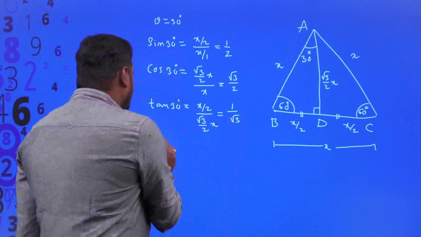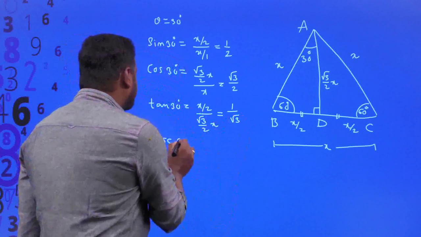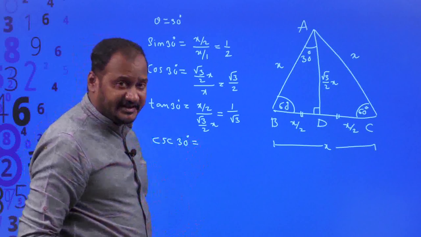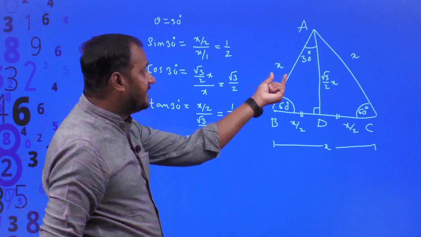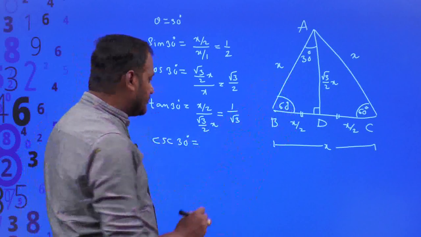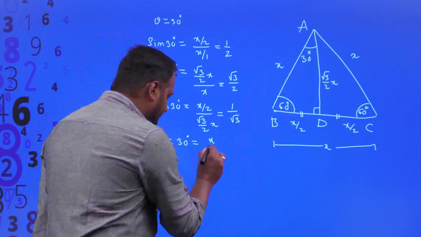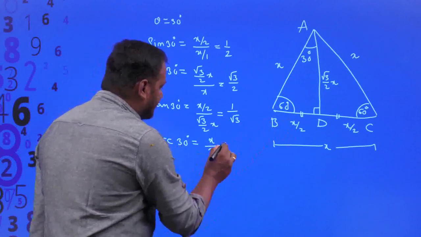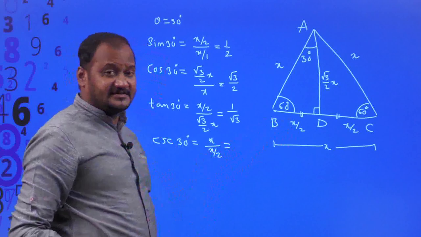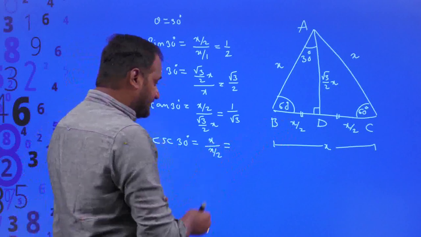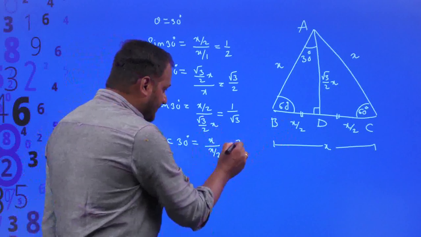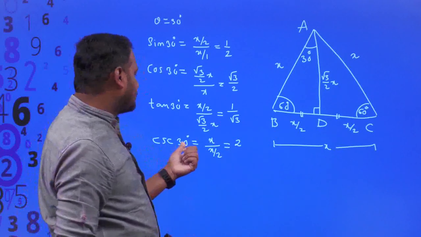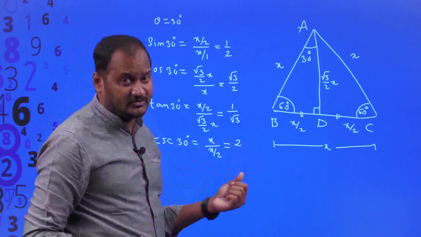And coming to cosecant 30 degrees. So, cosecant 30 degrees is equal to, according to the definition of cosecant theta, hypotenuse by side opposite to theta. So, hypotenuse is x divided by side opposite to 30 degrees, which is x by 2. What is x by x by 2? Again, x and x cancel, 1 by 1 by 2 will become 2 divided by 1. It means the value of cosecant 30 degrees is equal to 2.